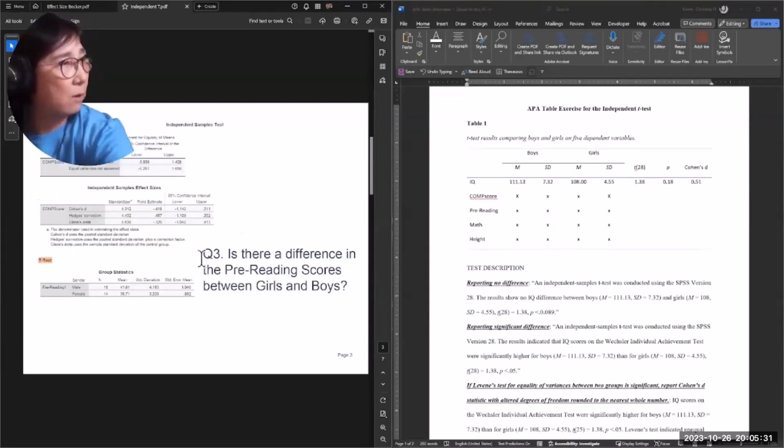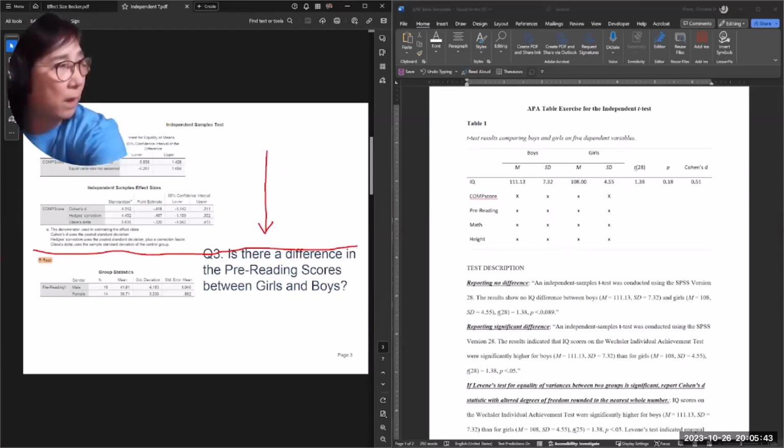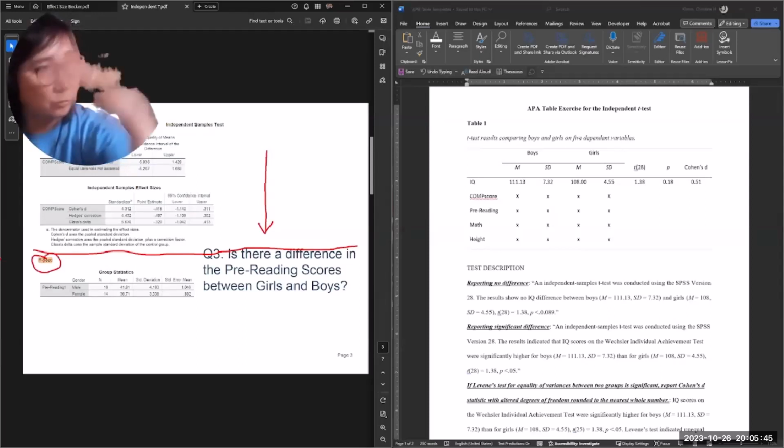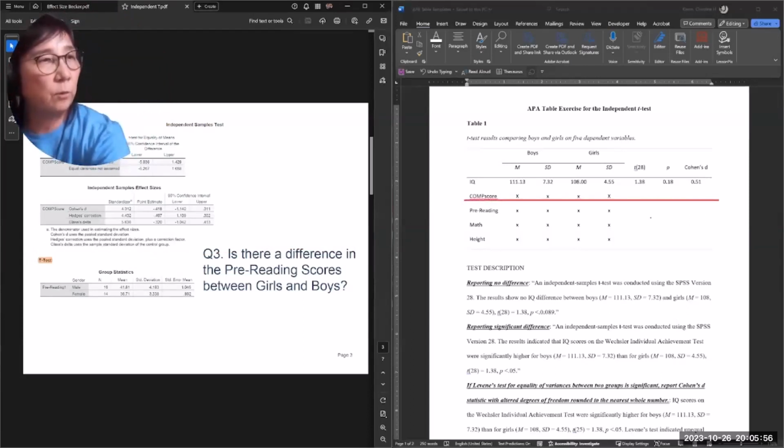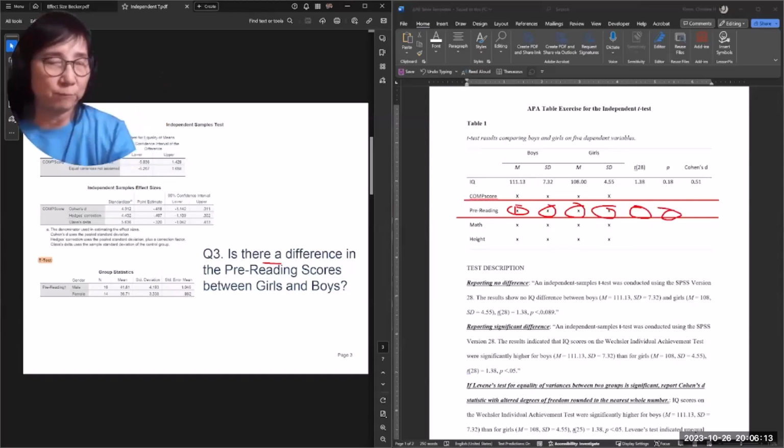If you go down before the t-test, up to here is the question number 2 t-test result. Always look for t-test to t-test. So then it will be that question. I want you to finish all the other 4: scores and the pre-reading. 1, 2, 3, 4, 5, 6 numbers you have to find from the output and then put it in.